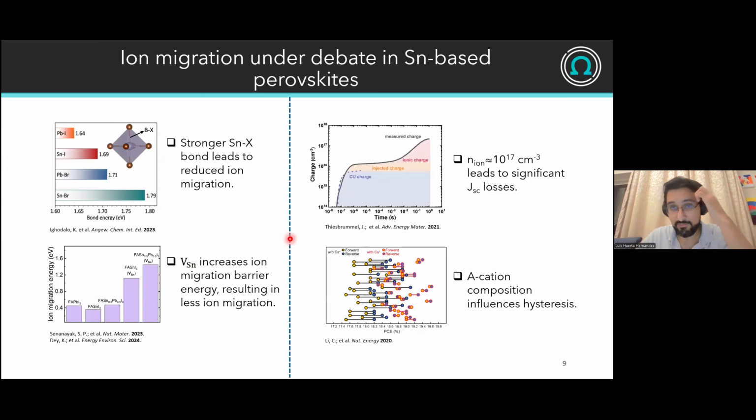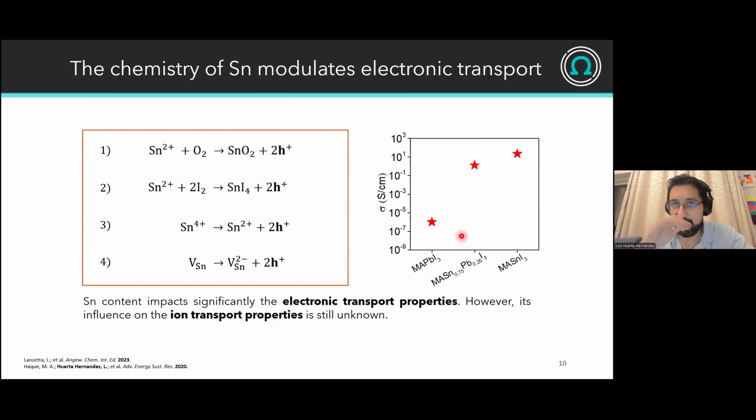However, there were also results that suggested that you actually have a significant amount of mobile ions in tin perovskites, around 10 to the 17. And this amount of ions can lead to significant losses in your short circuit current. As well, there are many examples out there where they show that you actually have a lot of hysteresis in this type of materials. For example, in this particular one, they use cesium to reduce the hysteresis in the material. So it was still kind of debatable how this ion migration occurs in tin perovskites.